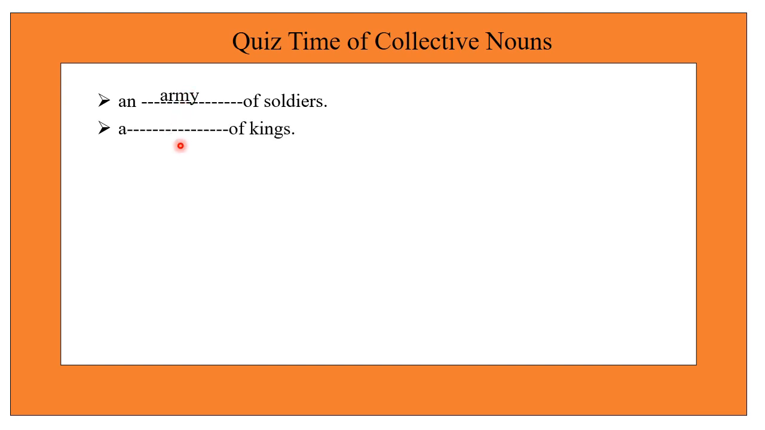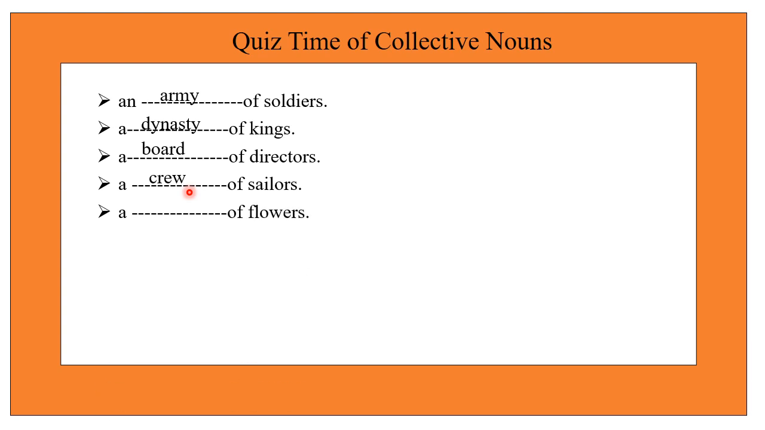A dash of kings. Okay, when many kings come together, it is known as a dynasty of kings. Next one, a dash of directors. When many directors come together, it is known as a board of directors. A dash of sellers. What is the correct collective noun here? A crew of sellers. Next one, a dash of flowers. When we collect many flowers together, it is known as a bouquet of flowers.